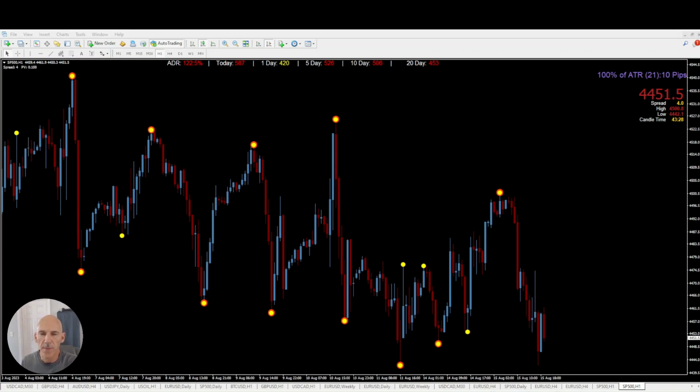Today we're going to go through a simple example of how we use fractal lines, and this is the SP 500 chart, and I want to show you something that's extremely powerful.